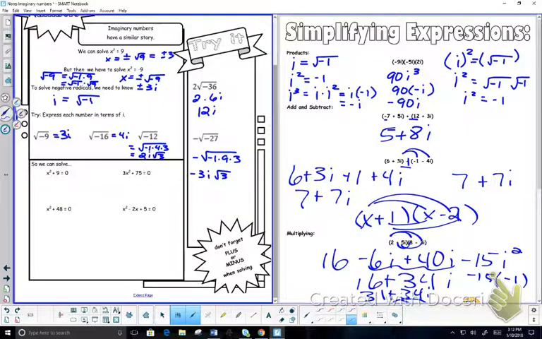Here we go. x squared plus 9 equals 0, I think we kind of already did this one. x squared equals negative 9. Do you agree? So then I'd have to do the square root, plus or minus the square root of negative 9. We just did it up there.